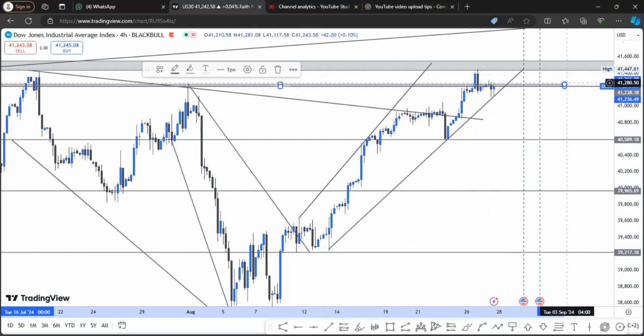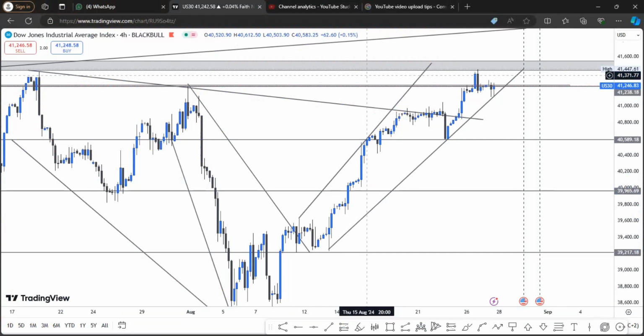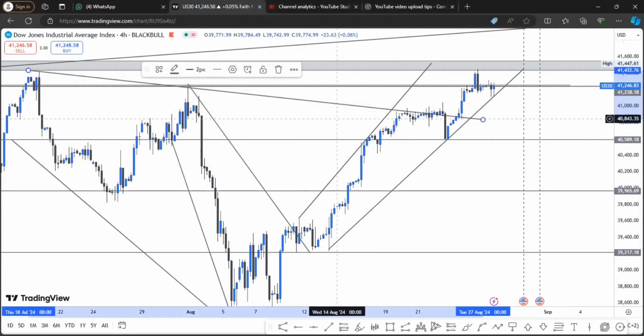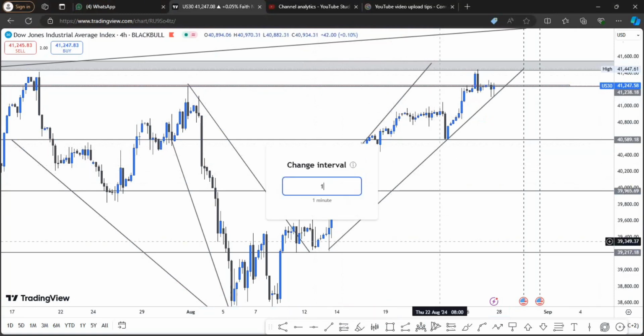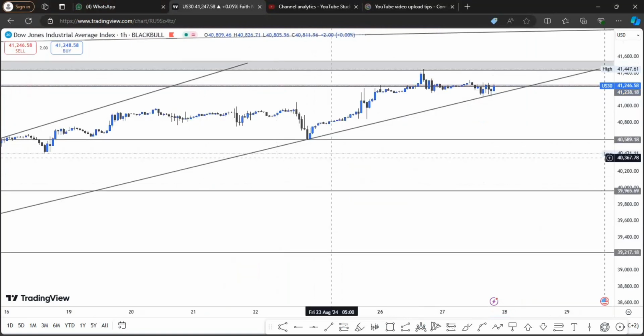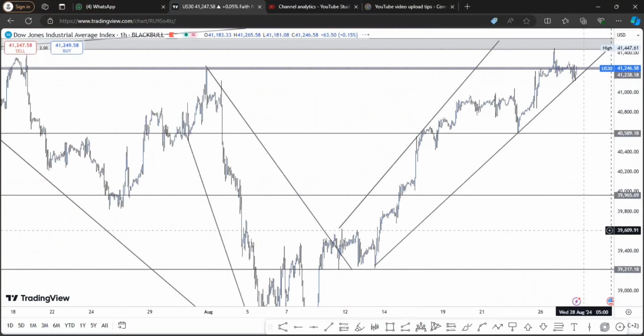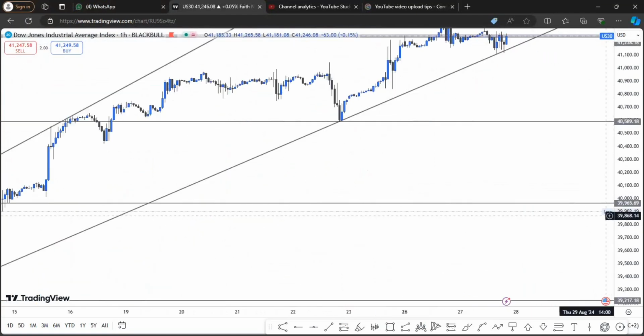So for now, let me just remove this one. Okay, let's see what's happening. Sorry for that. Okay, let's just remove this one. Yeah, currently we can jump to the 1 hour time frame. Let's see what's happening in the 1 hour. So currently we get to understand that the market is below the certain point.